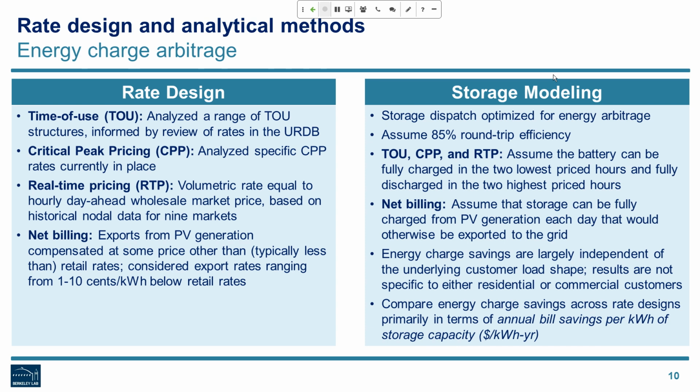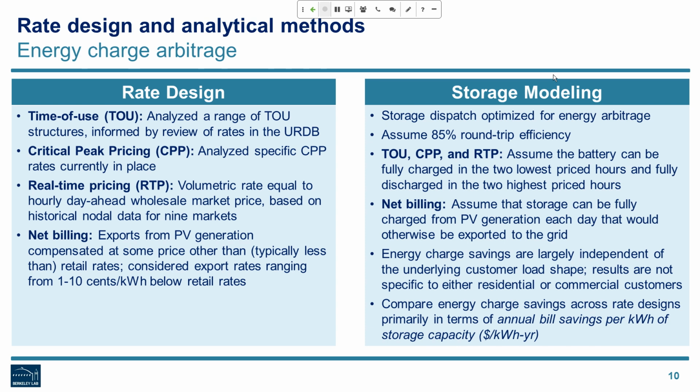For the energy charge arbitrage calculations, we considered 4 rate designs. So the first is time of use rates. And we analyzed a range of time of use rate structures. We considered a critical peak price, or CPP, where a number of hours in the year are announced in advance as very highly priced hours.